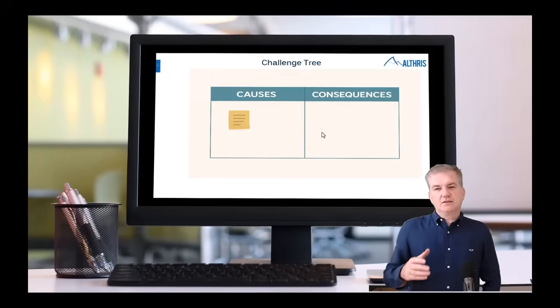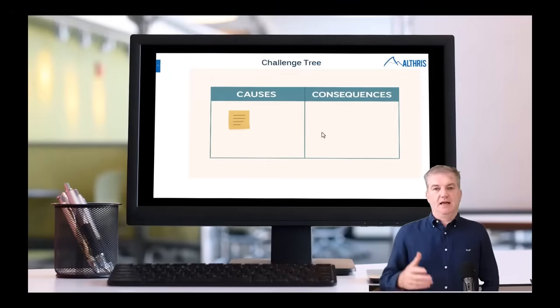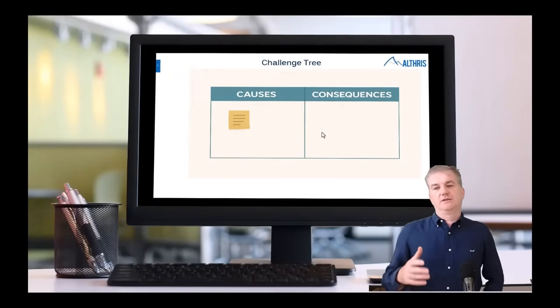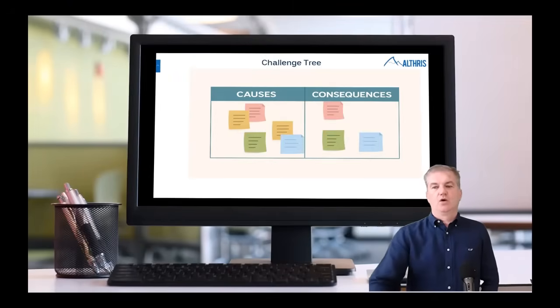This is really key. It's part of empathizing, to empathize with the actual challenge, but also to empathize with the people. It's also to stop us moving into the area of solutionizing before we truly understand what's going on.